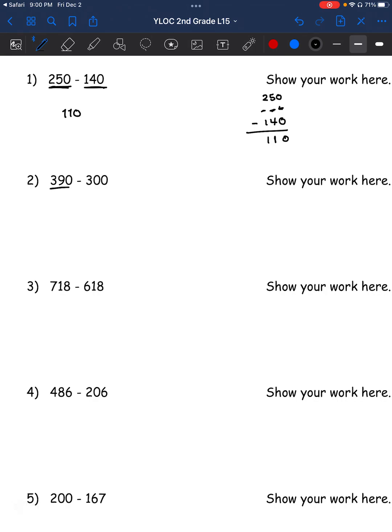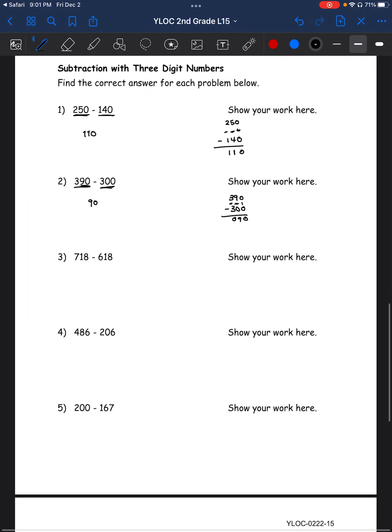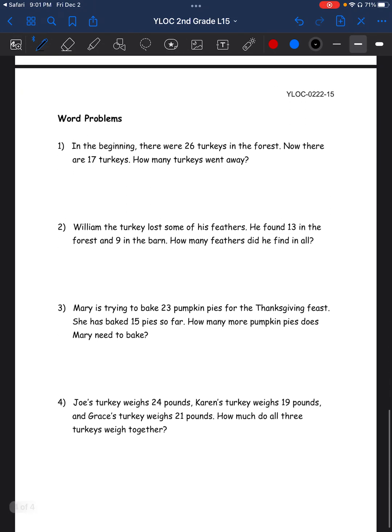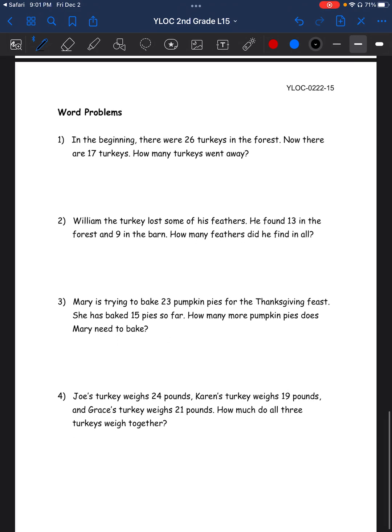So the same thing with this, we put the first number on top, 390 minus the second number, 300, equals 0 minus 0, 0. 9 minus 0, 9. 3 minus 3, 0. So this is just 90. So try numbers 3, 4, and 5 as well, using the same method that I've shown you. And then moving on to word problems.